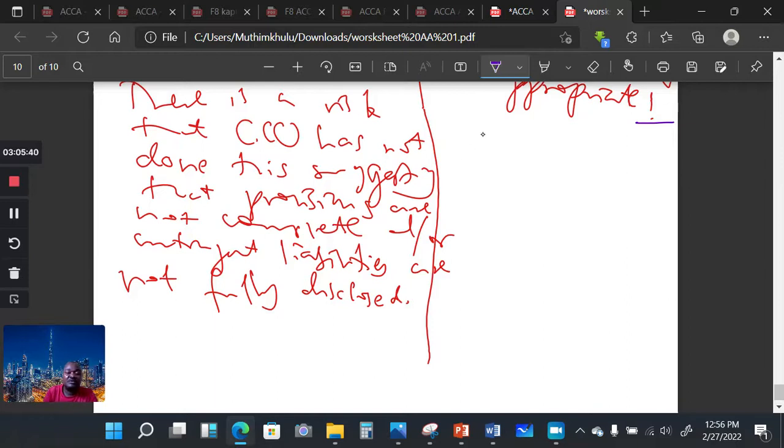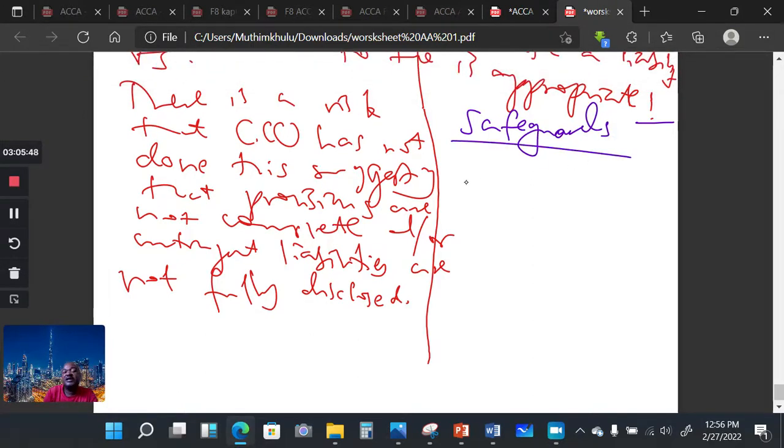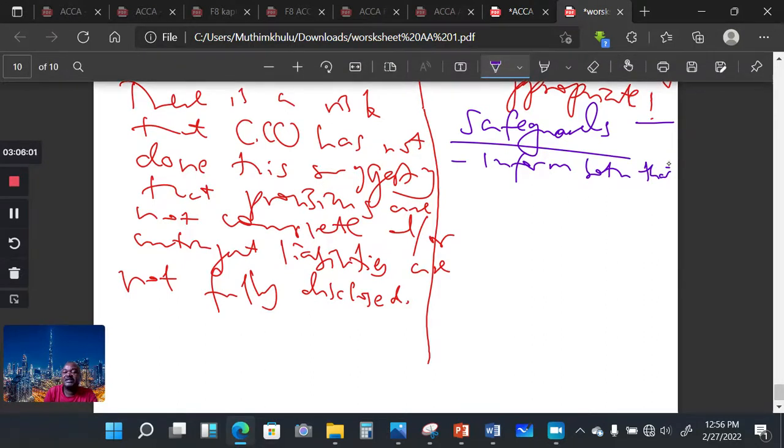It's better. Okay, the first thing we have to consider, safeguards. The safeguards possible. The first thing is to come clear to both clients. Inform both clients that you are the auditors.